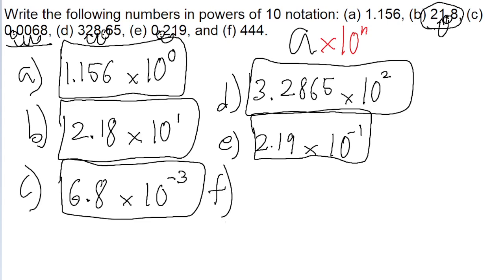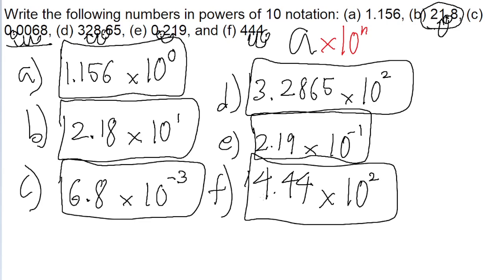The final part of the problem is F, which we have 444, which means we have to shift this decimal to make it smaller, so we shift it to the left, so 1, 2, so that becomes 4.44, multiplied by, we got to make it bigger, so 10 to the power of 2. And that is our answer for part F, and that is every part of this problem. And that is it for this problem.